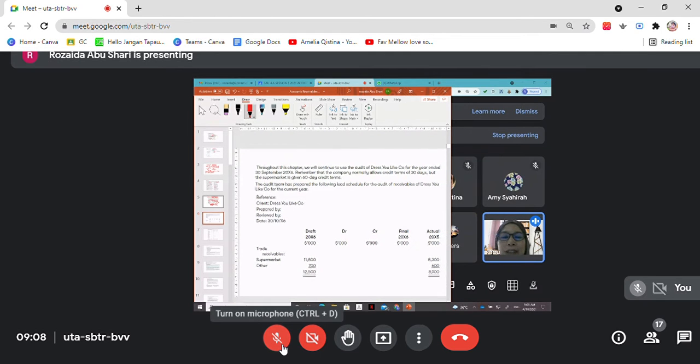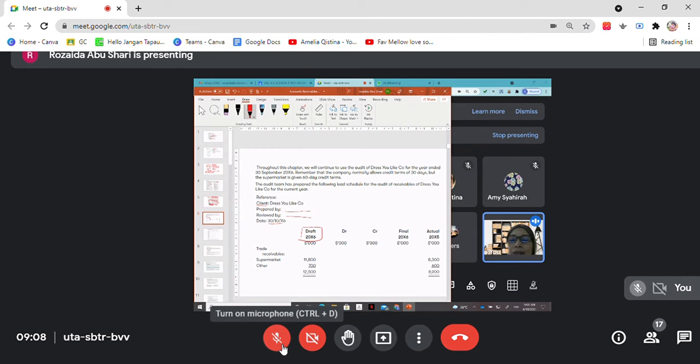Okay, this is actually the draft, or the lead schedule, for the audit of account receivable. So the client's name, prepared by and reviewed by. Don't forget, every time you do the audit, you must write who prepared this and who reviewed it, with the name and the date you performed the job. So this is the draft of the financial statement.